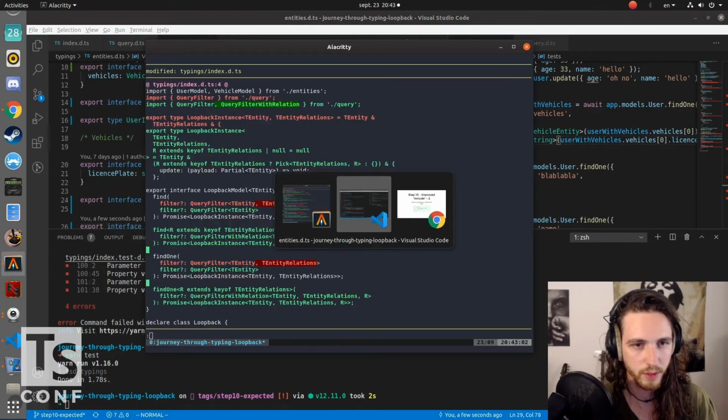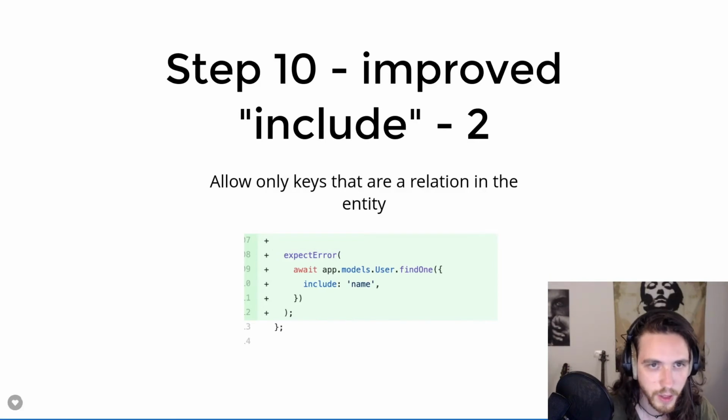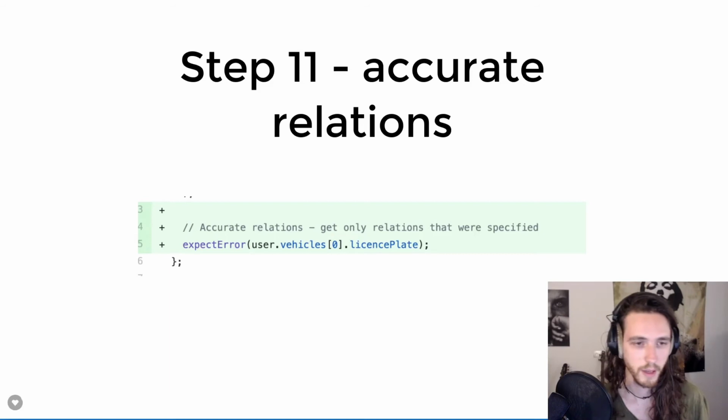Let's move on to step 11. So now we want accurate relations, which means that I don't want to include all the relations every time. I just want to have the relations that I asked in my filter.